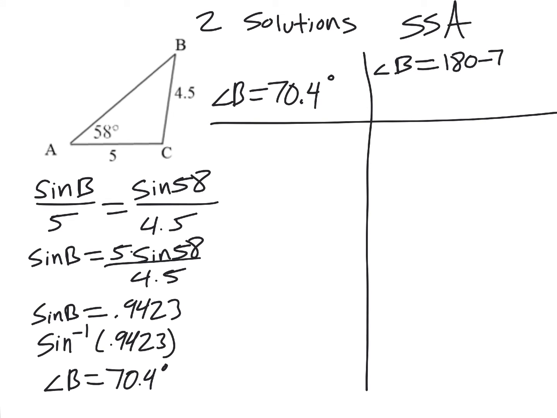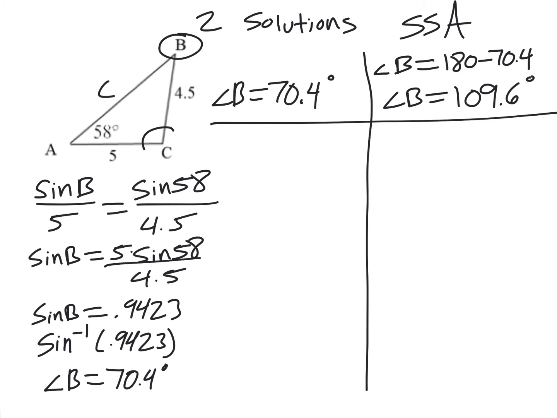Here's the other possibility we have to consider. (180 minus 70.4) is that angle B, 109.6. Those are the two solutions. Now that's for this angle up here. All that's left is I've got to find angle C and side C.